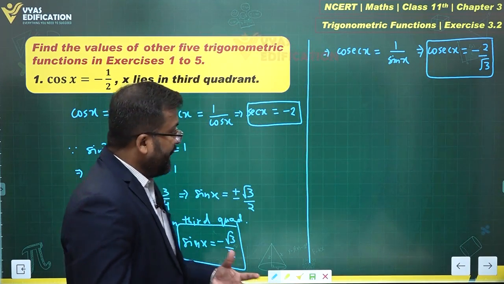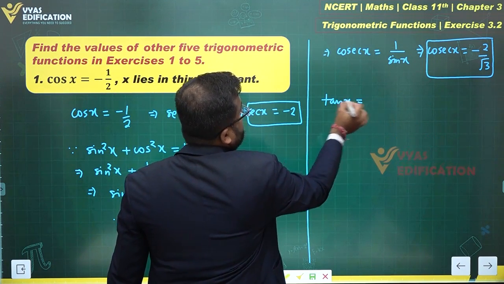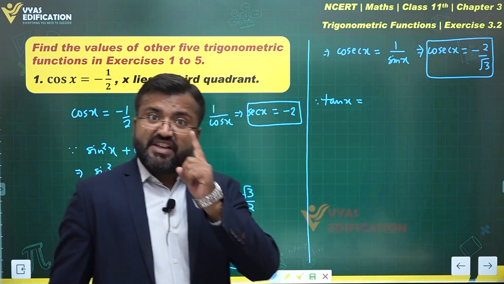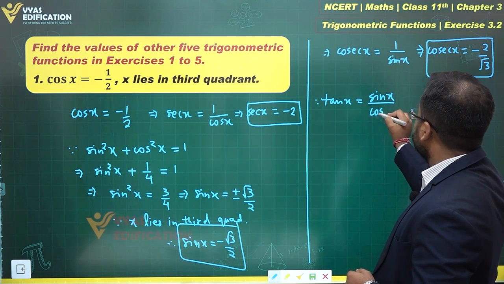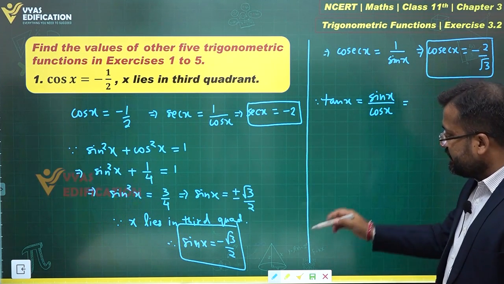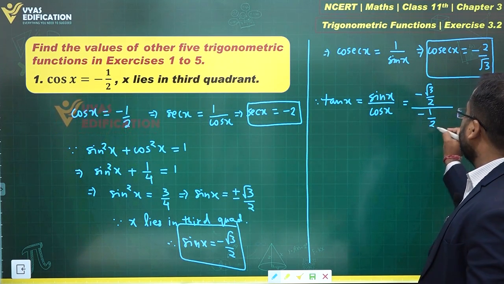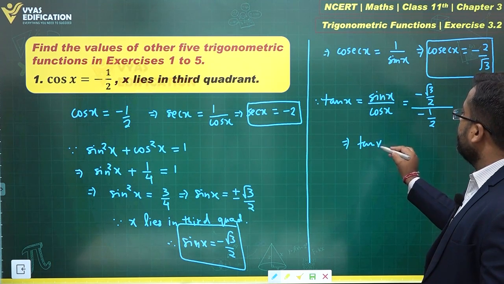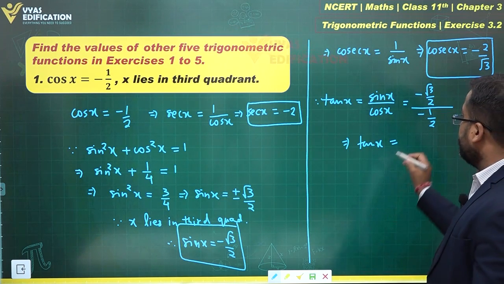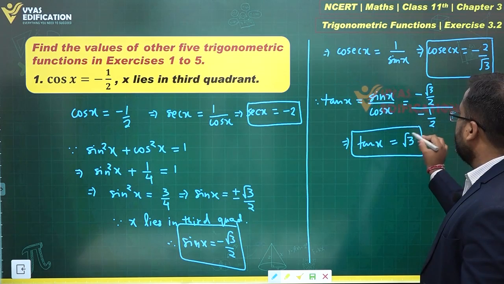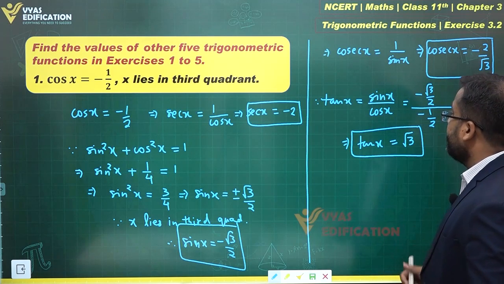What else? You can also find the other two trigonometric ratios which remain. Those are tan x and cot x. Tan x, in terms of sine and cos, you know that tan x is equal to sin x upon cos x. Sin x is minus root 3 upon 2, whole divided by cos x, which is minus 1 by 2. This gives me tan x equal to, minus minus will get cancelled, denominators 2 will get cancelled, and what you will get is tan x is simply root 3. If x is lying in the third quadrant, tan x was supposed to be positive. Yes, that's what you're getting.